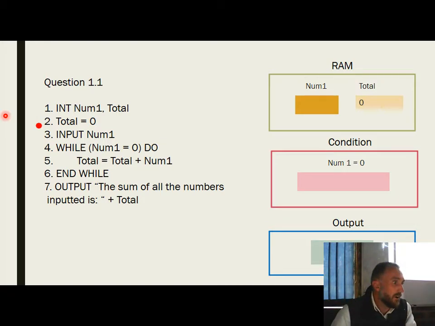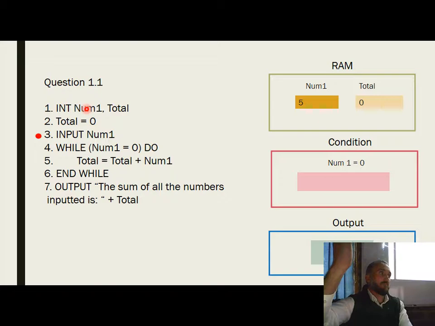Now we are on line 3, input num1. That asks the user to input a value. In this example that I am going to go through, I am just going to say the user inputted the value 5. So in that variable position, the number 5 is going to be held, because that is what the user inputted.